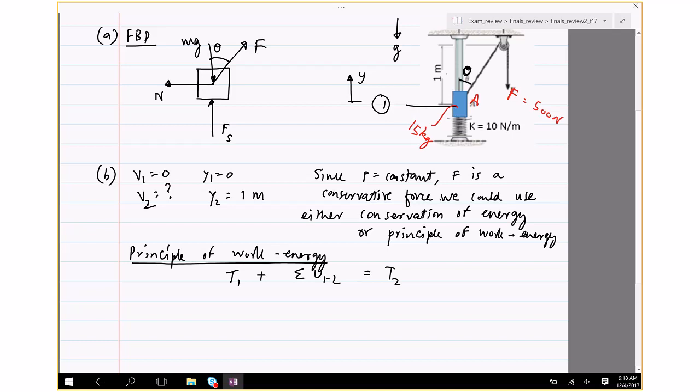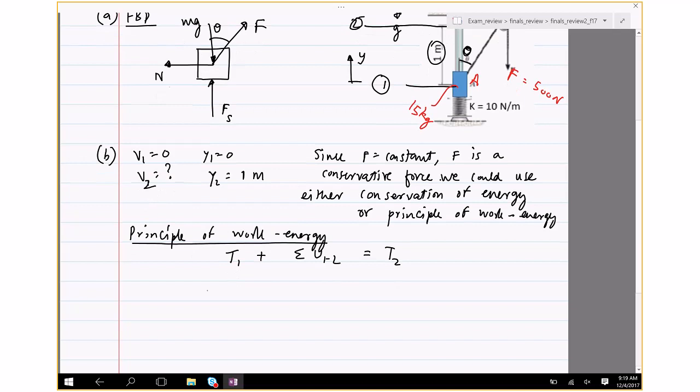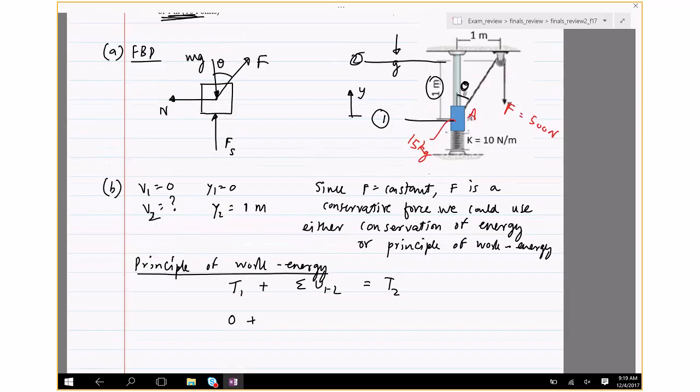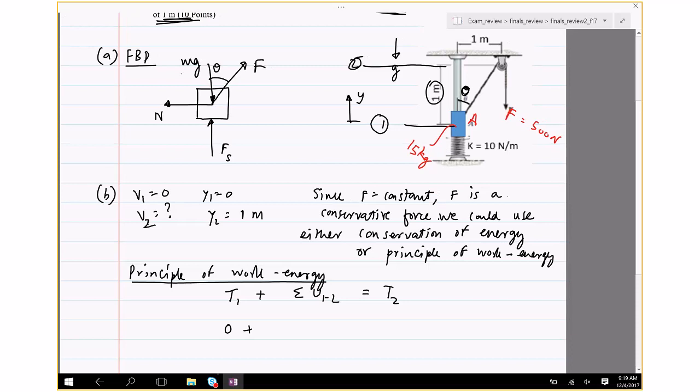So if that's position 1, and this is position 2, the block moves a distance of 1 meter, equal to T2. So T1 is 0. U12 is going to be the work done due to all forces acting on the particle. Okay, and if you see this, there are four forces.